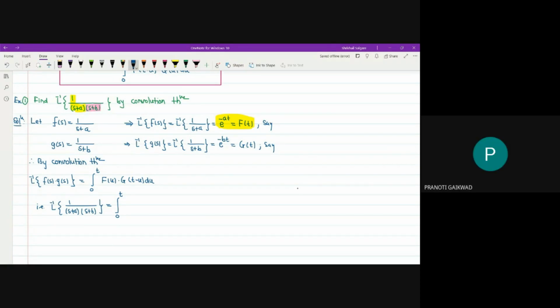E raised to minus a. Right, exactly, e to the power minus a. What you are doing is replacing this t with u in the given function. So on the right side also you have to replace this t by u. So it can be written as e to the power minus au. Am I right?